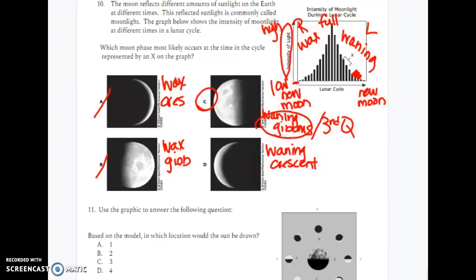Number 11, use the graphic to answer the following question. Based on the model, at which location would the sun be drawn? So we know the very first step that we need to do on any of these is find the moon. I'm sorry, find the sun. So by looking at this, there is a clue. That clue is going to be the shadow and the light. So the shadow is on this side over here, so that means that it is lit up over here. We also know that the new moon is always going to be in between our sun and our earth, and this is the new moon, so the correct answer for this is going to be, which I wrote over right there, D, number 4.